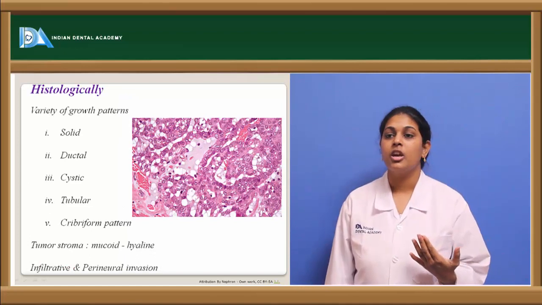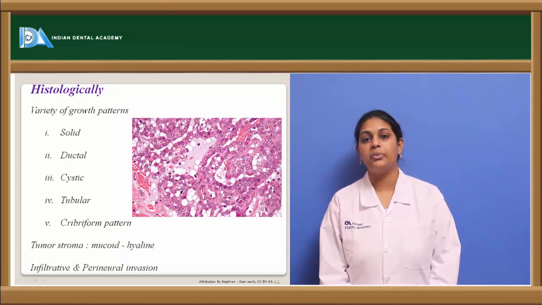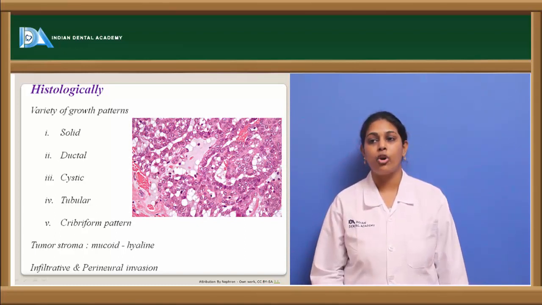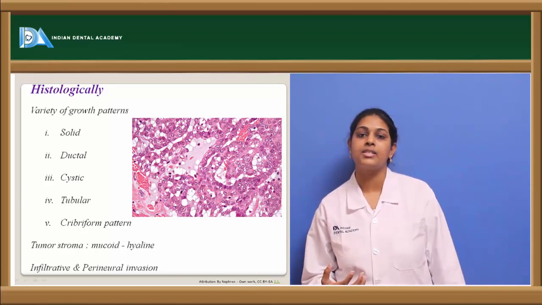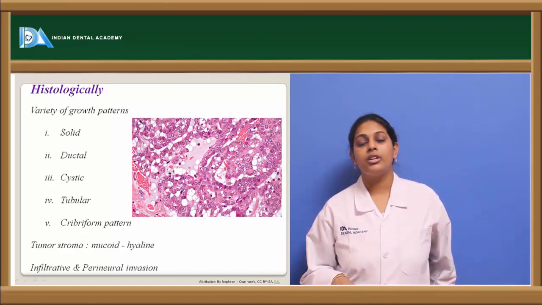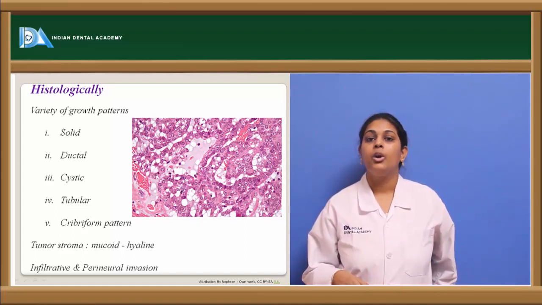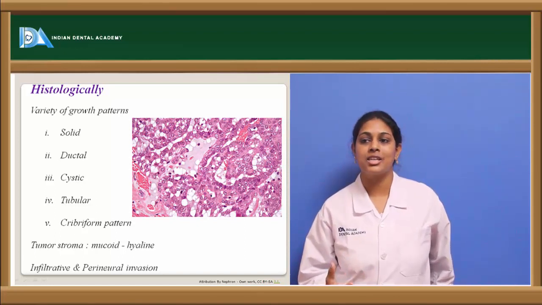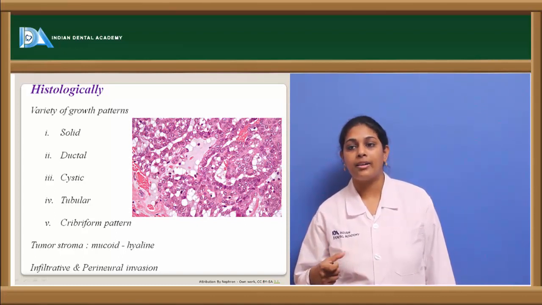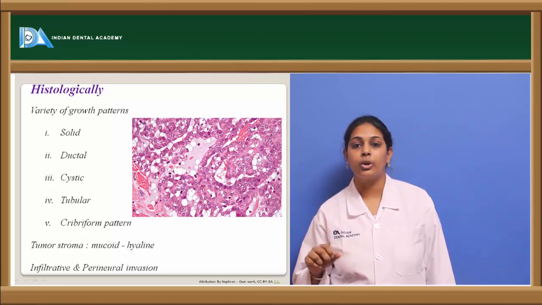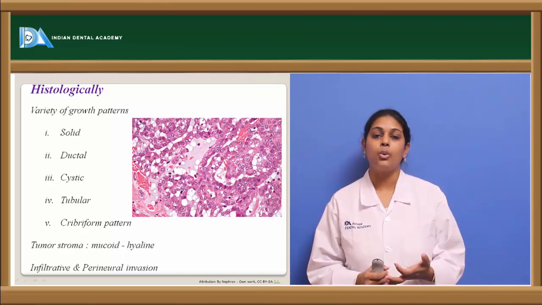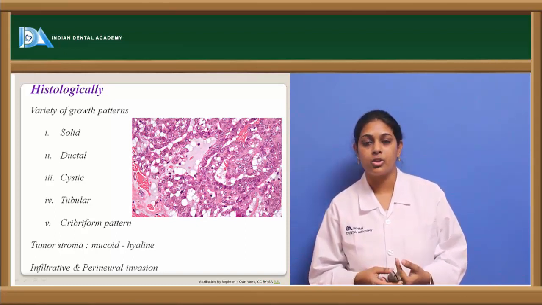Coming to the histological features, usually we find a wide variation of growth patterns. We find the proliferation of the cells either in a solid pattern, that is an arrangement of these neoplastic cells in the form of cords or acini, or in the form of sheets, or otherwise in a ductal pattern, that is a tubular pattern with arrangement of 2 rows of cells, or otherwise in a cystic pattern showing numerous cystic spaces. Or it can be seen in tubular patterns, that is arranged in the form of tubules, and otherwise in the cribriform pattern, that is flattened cells with interconnecting tubules. This is known as a cribriform pattern.